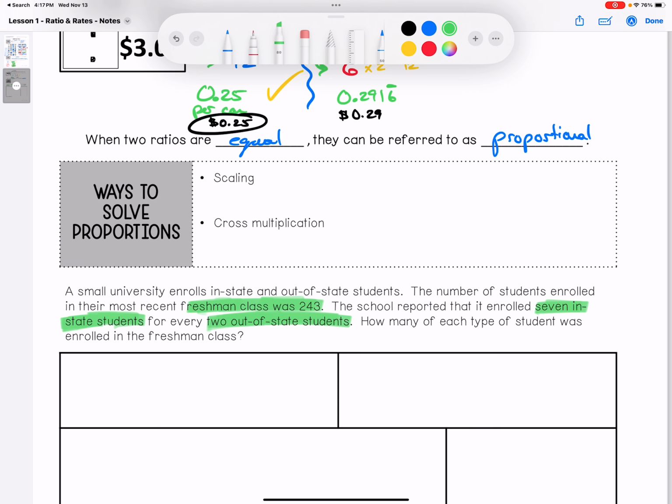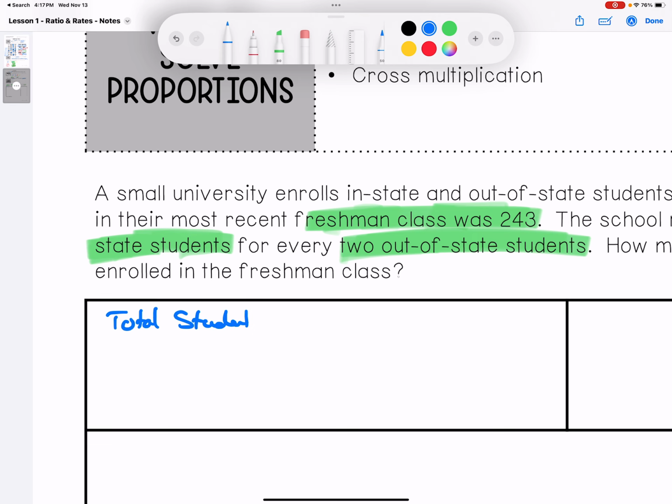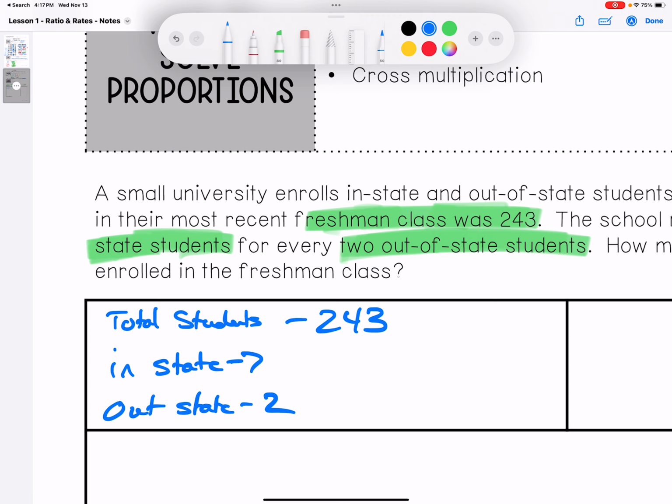So let's go through what I know. I know that the total students was 243. I also know that in-state was 7 and out-of-state was 2. Those are the 3 things I know. Total is 243, in-state 7, out-of-state 2. That's not how many kids, that was the ratio. So go ahead and put a line under there so you know. Ratio.